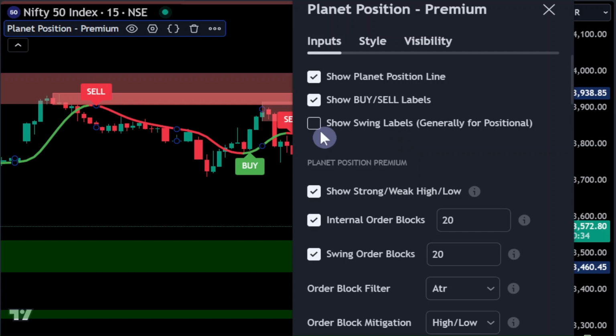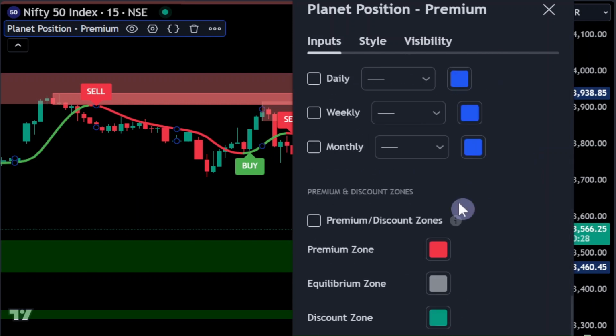For positional trading, utilize the premium and discount zones. Discount zones represent areas of potential accumulation, while premium zones indicate areas of potential distribution. These zones are ideal for identifying long-term opportunities in trending markets.